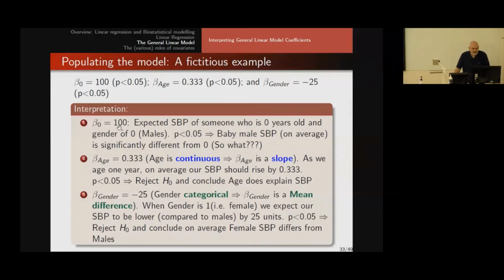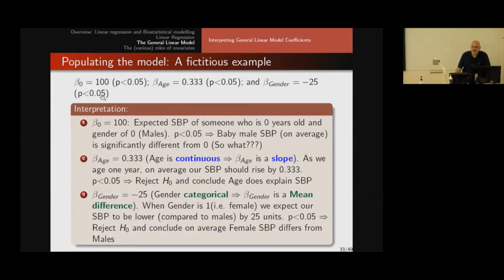Okay, so first of all, beta 0 equals 100. Beta age, and it's statistically significant. Beta age is 0.333. It's statistically significant. And beta gender equals -25. And it is statistically significant.